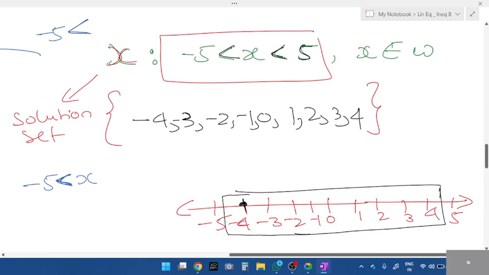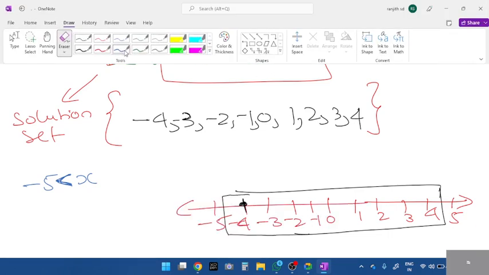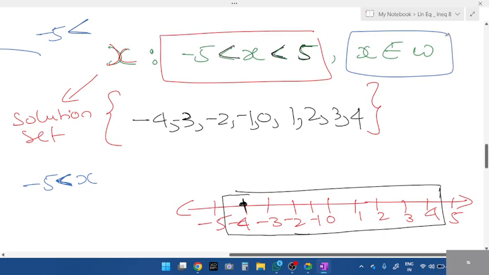Okay, these are the numbers it has, students, but this is not the answer. The reason is they have given us a limit or condition. What is the condition? All these numbers belong to x. In this, we have a specific condition.